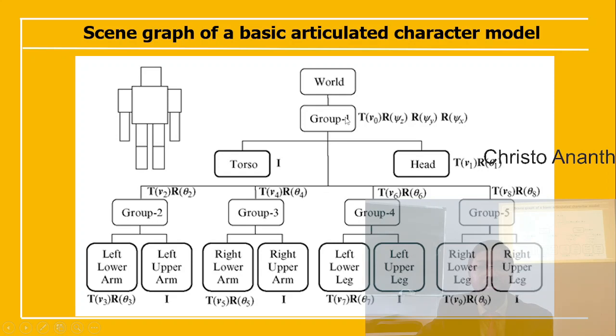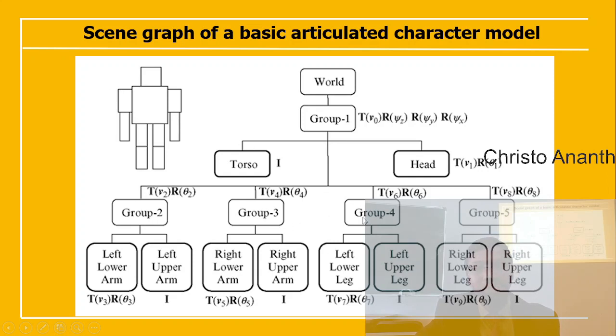From the world it will go to group 1, T(v0) R(σz), R(σy), R(σx), or maybe omega, whatever you call it. From that it will go to the torso and head, maybe something in the head, something in the leg, so that it will be changing. Maybe in the torso you will see this, which I am talking about.